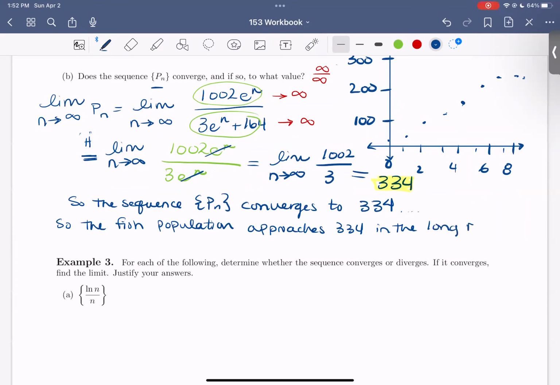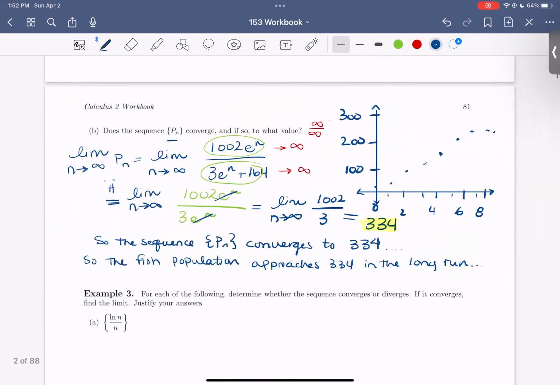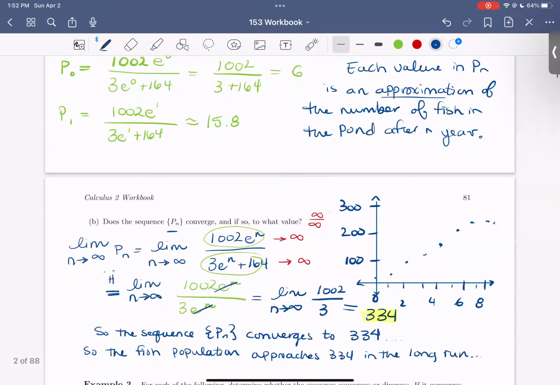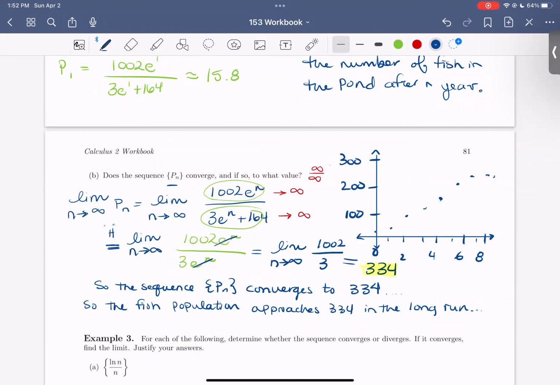So if there were no other interventions or other predators introduced into the pond, then eventually the population of fish in the pond would just level off. And that leveling off would end at around 334. So it would just get to around that population and then stay that way.